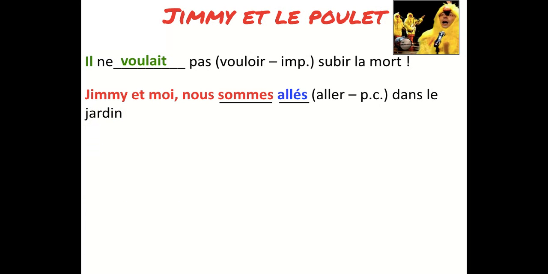Phrase suivante. This one, I have actually gone ahead and filled in the answer for you because aller is one of the verbs in passé composé that uses a form of être as its helping verb. So we haven't learned that yet. We're not working on that yet. So you don't have to worry about that. But I just want to get you used to seeing that and hearing it. So this sentence would sound like this. Jimmy et moi, nous sommes allés dans le jardin.